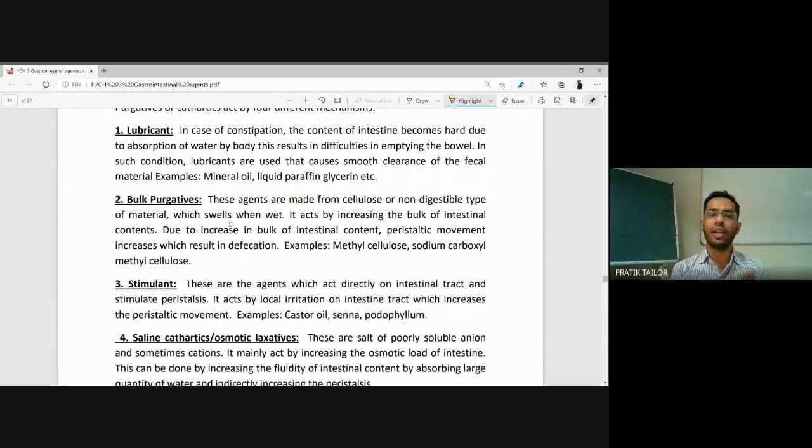It will lubricate your gastrointestinal tract. Examples you can take are mineral oil and liquid paraffin. It will lubricate your gastrointestinal tract.